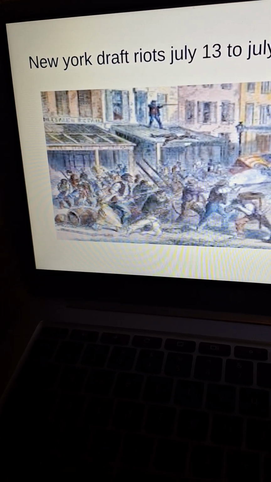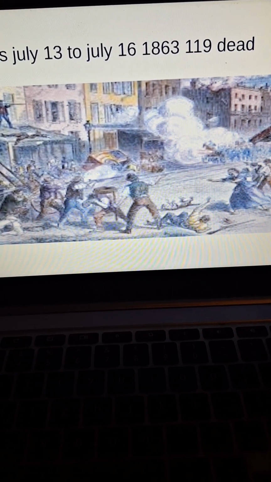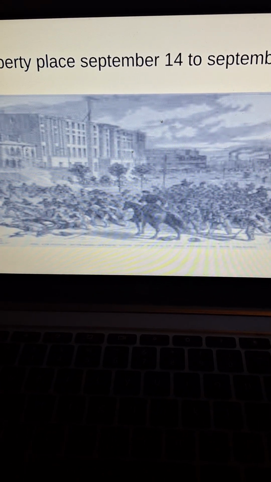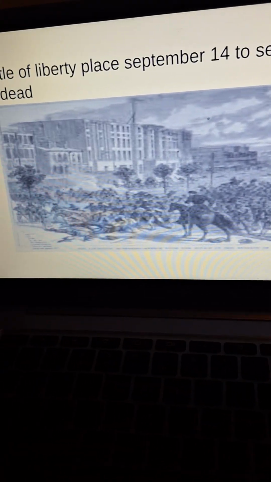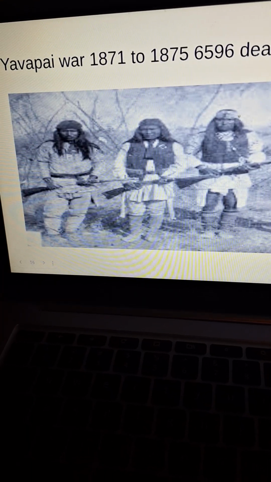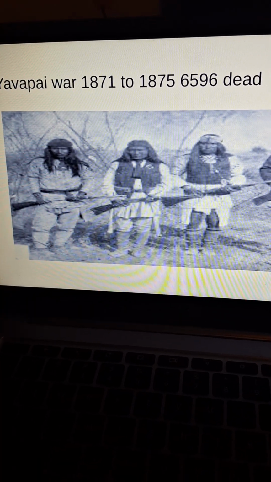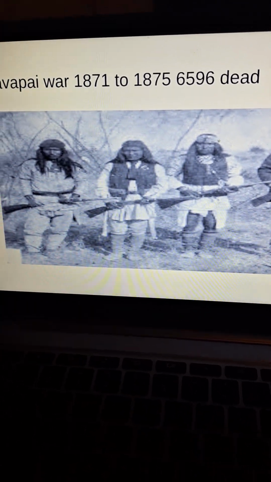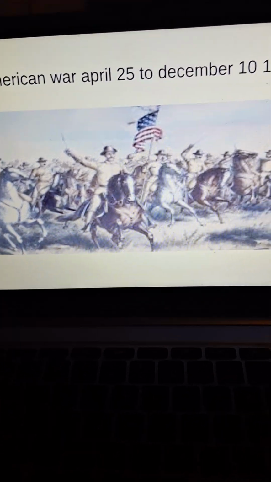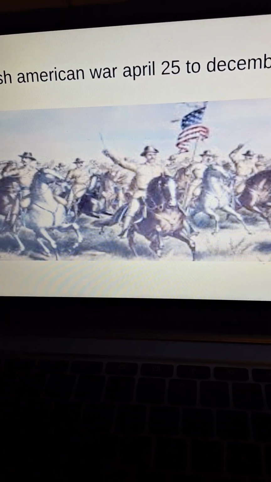The New York draft riots from July 13th to July 16th, 1863. 119 Americans died. The Battle of Liberty Place from September 14th to September 17th, 1874. 35 Americans dead. The Yavapai War from 1871 to 1875, 6,596 Americans dead. The Spanish-American War, April 25th to December 10th, 1898, 2,446 Americans died. Yep, Teddy Roosevelt right there.